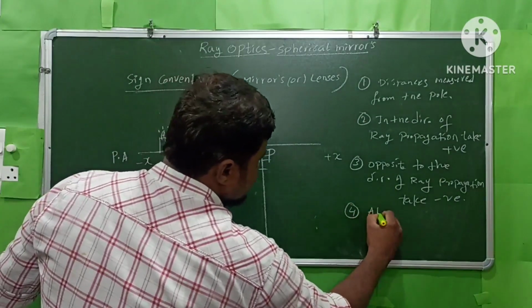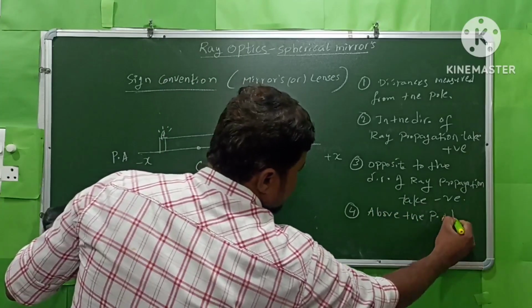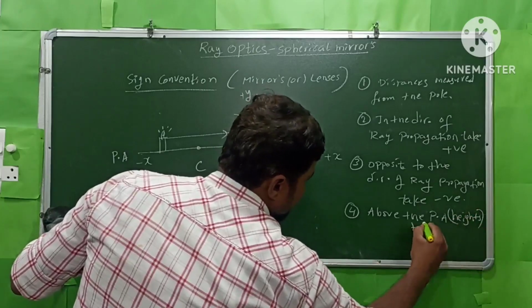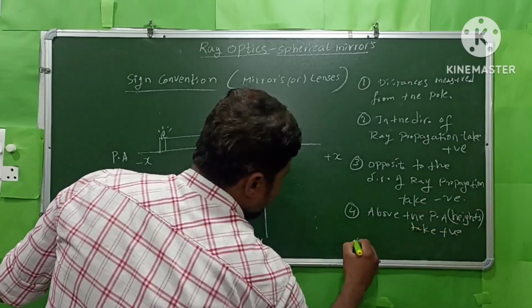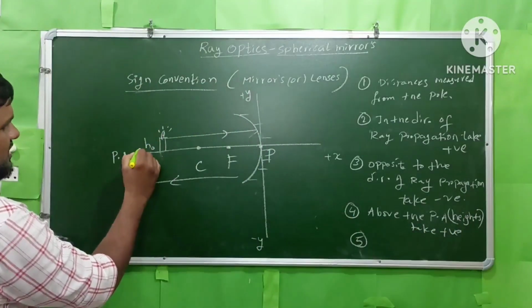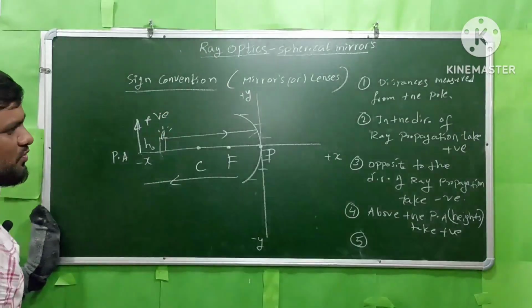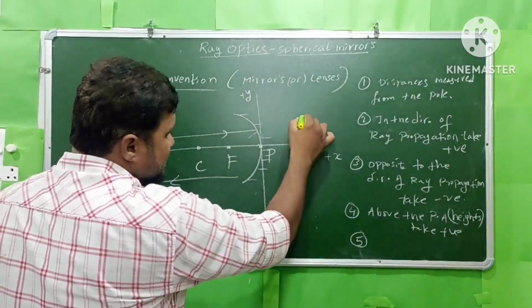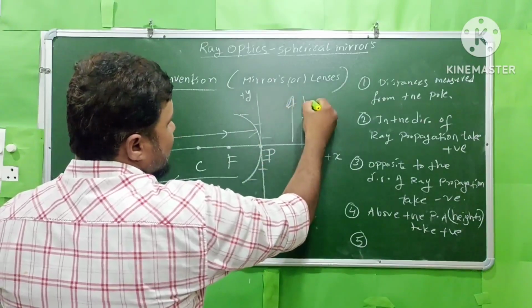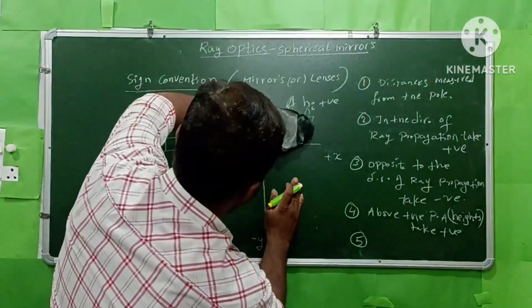Next rule, above the principal axis, here you have to consider heights. Take positive. Above the principal axis, take positive. This is the height of the object, you have to consider positive sign convention. Height is positive. Suppose I got the image here, so height is positive. Height of image also positive, you have to consider like this.